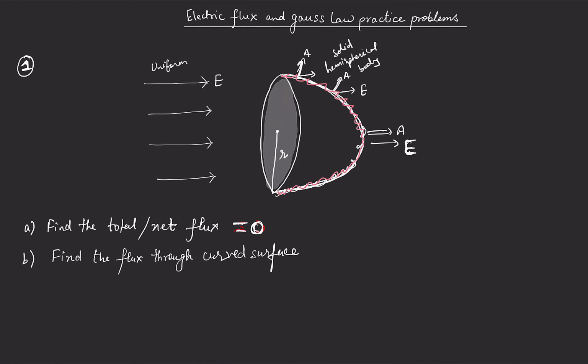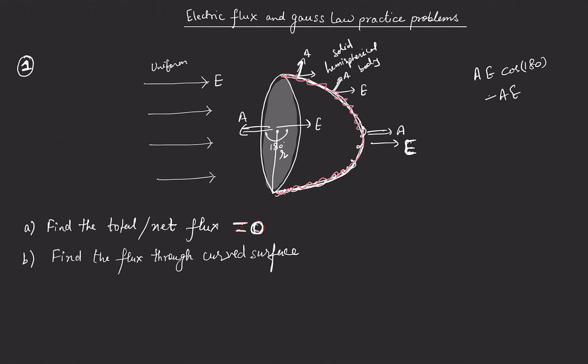And flux through this flat surface would be negative, because area vector would be in the left direction and electric field would be in the right direction, so angle would be obtuse. So basically in this case the angle is 180 degrees, so flux would be area into E into cos of 180, which is minus E.